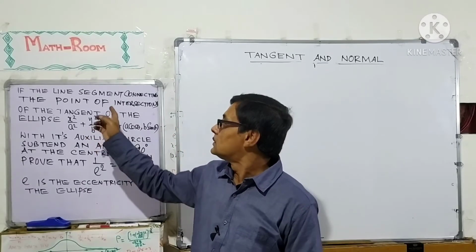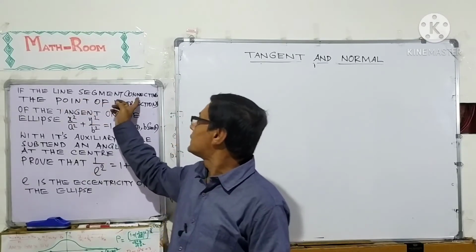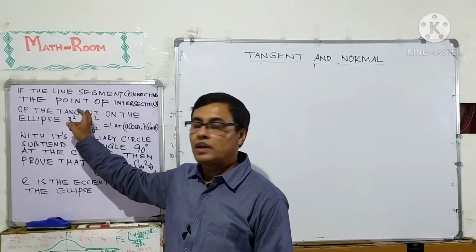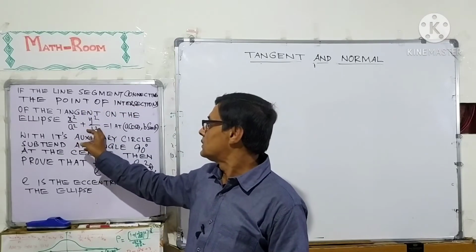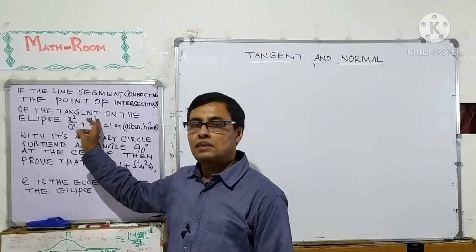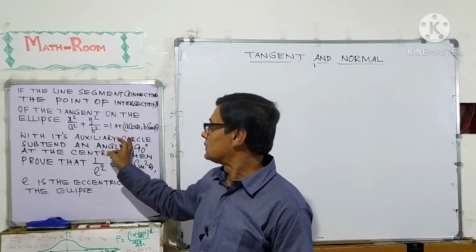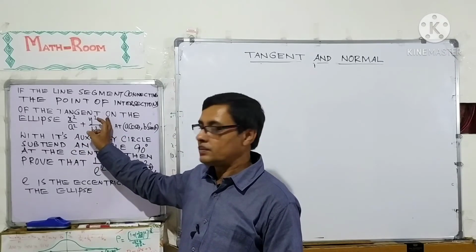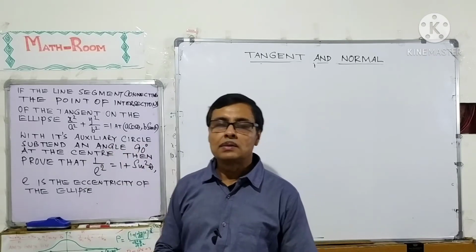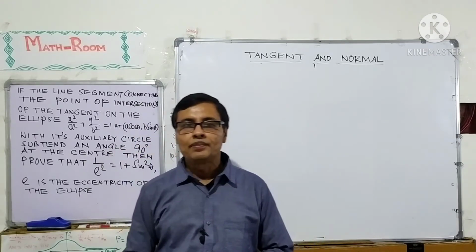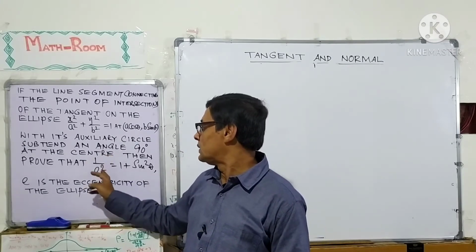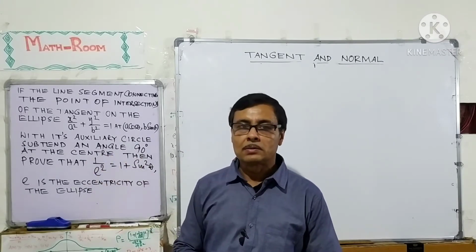Here this is the problem. If the line segment connecting the points of intersection of the tangent to the ellipse at (a cos theta, b sin theta) with its auxiliary circle subtends an angle of 90 degrees at the center of the ellipse, that is the center of the auxiliary circle, then we have to prove that 1 over e square equals 1 plus sin square theta.